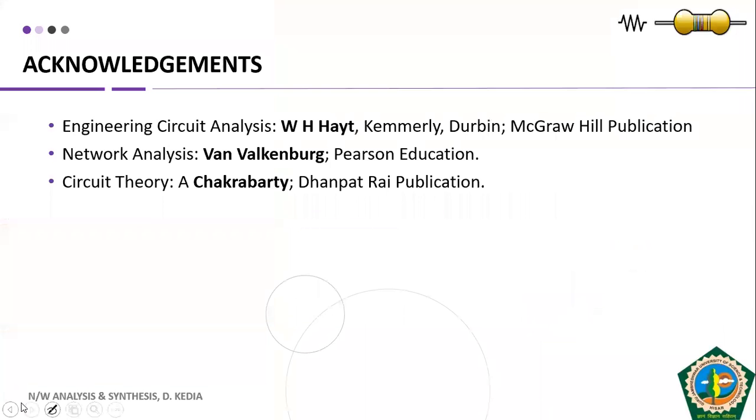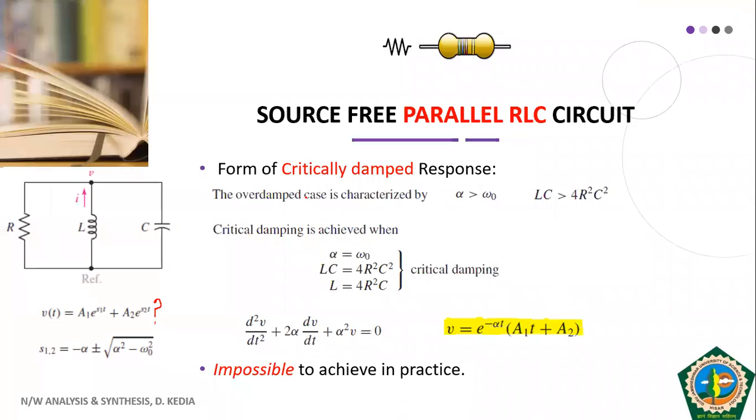So this is the case of your critically damped response, and we have already seen that in case of critical damping, your alpha is equal to omega naught. So if you substitute the value of alpha, that is equal to 1 by 2RC, and omega naught is equal to 1 by under root LC, you come to this particular equation.